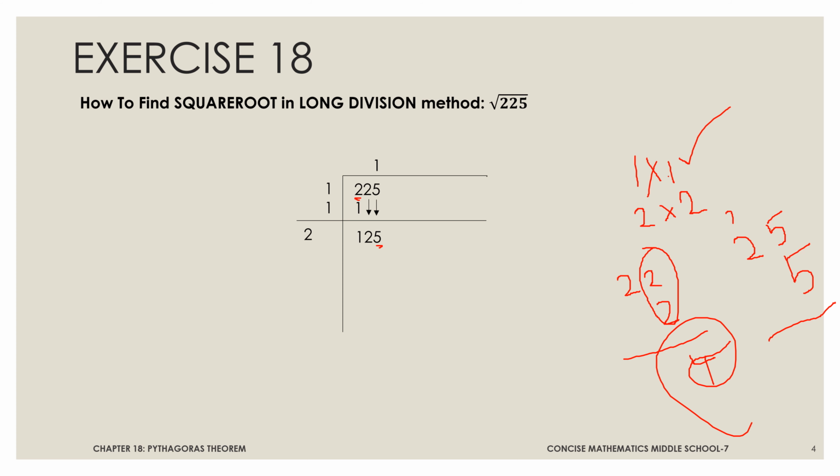5 fives are 25, 5 twos are 10 plus 2, 12. Yes, you got the answer. So now you can just put 5 and 5. 25 fives is 125. Since you are multiplying 5, 5, just place one 5 on the top. So 15. Now subtracting 125 minus 125 will be 0, and the square root of 225 is 15. This is the long division method.